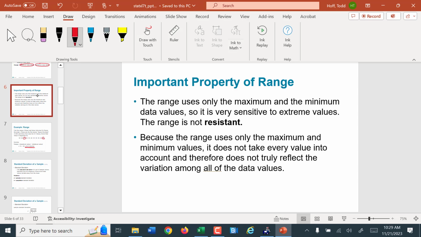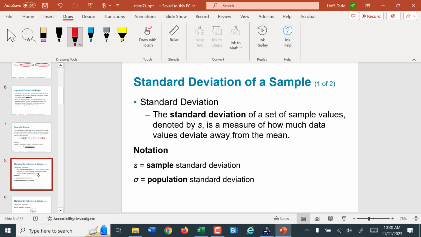One of the weaknesses of the range is it's not resistant. It's not resistant at all. One really small value or one really large value is going to greatly change the range of the data. Because it only uses those two values, it's really easy for it to be thrown off because of those extreme values. So a little bit more reliable measure is something called the standard deviation.